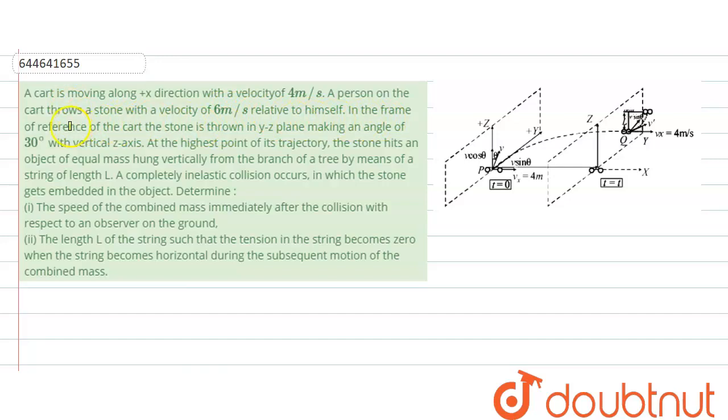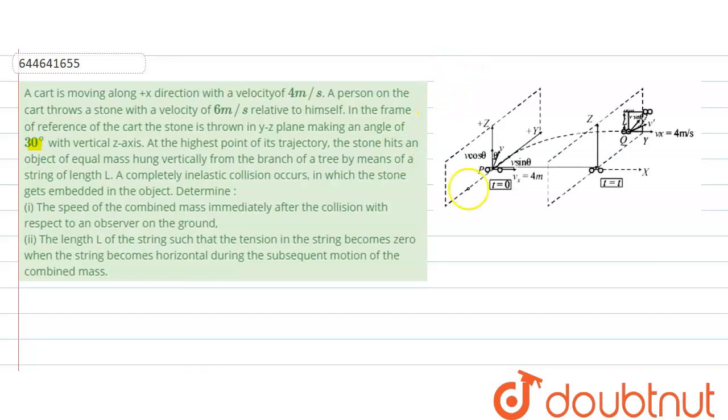Now in the frame of reference of the cart, the stone is thrown in the YZ plane, making an angle of 30 degree with the vertical Z axis. Now at the highest point of the trajectory, the stone hits an object of equal mass hung vertically from the branch of a tree by means of a string of length L. A completely inelastic collision occurs in which the stone gets embedded into the object. So we need to find the speed of the combined mass immediately after the collision with respect to an observer.